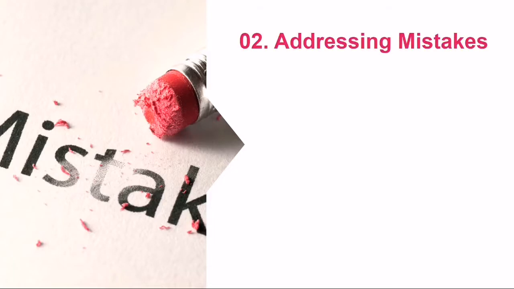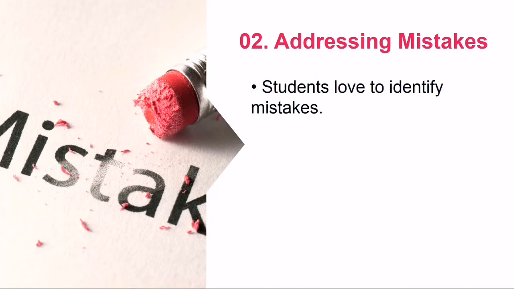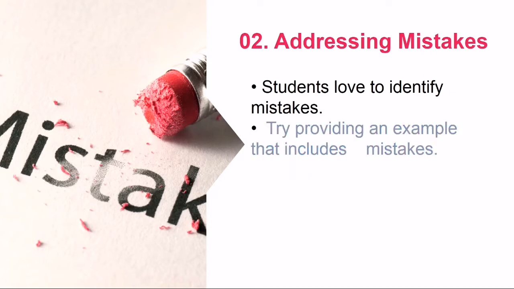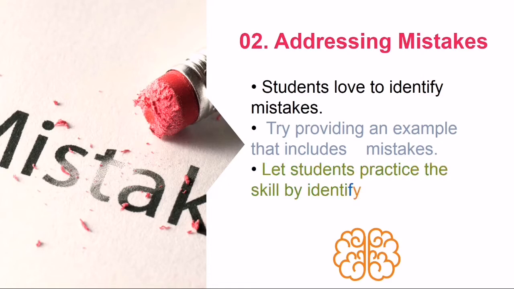Number 2. Addressing mistakes. If you have ever accidentally spelled a word wrong on the board, you know that students love to identify the mistakes. When you are teaching a new skill, try providing an example that includes mistakes. Let students practice the skill by identifying and fixing the mistakes for you.